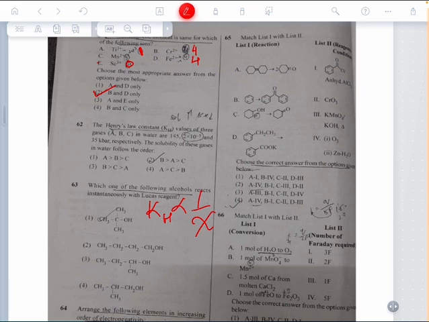So highest KH value is for A, then B. So solubility of A will be least, then C will be there, and highest soluble will be B. So B, then A, then C. So second option is correct.